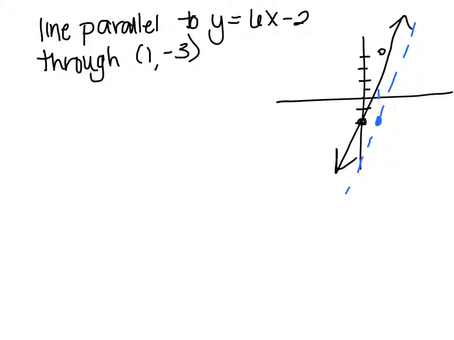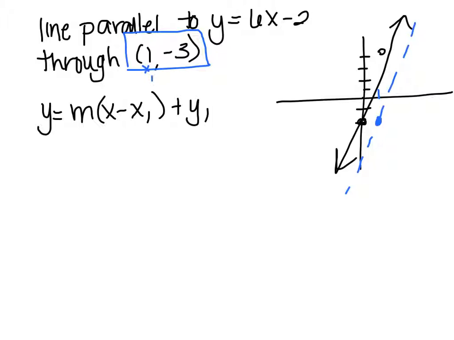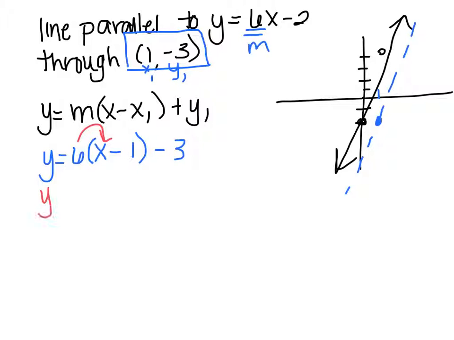So here's how we do it. We have an equation, y equals m times x minus x1 plus y1. Remember, that's the point slope. I have a point, x1 and y1, and I have a slope. So let's go ahead and plug it in. y equals 6 times x minus 1 minus 3. When I distribute, I get y equals 6x minus 6 minus 3. So y equals 6x minus 9.